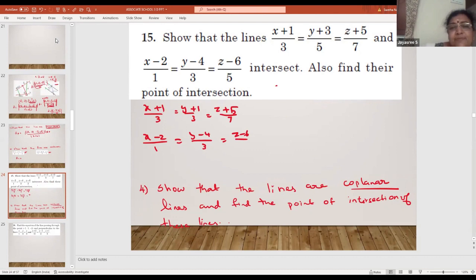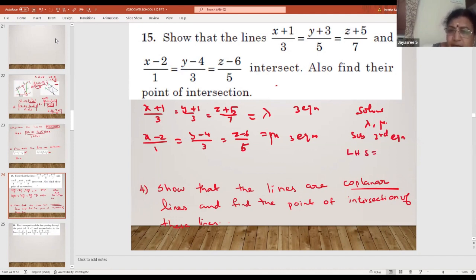So z minus 6 by 5. We're taking this equal to lambda, this equal to mu, framing 3 equations here and 3 equations here, solving 2 equations, getting lambda and mu, and substituting in the third equation. And then if LHS is equal to RHS, they are intersecting lines.